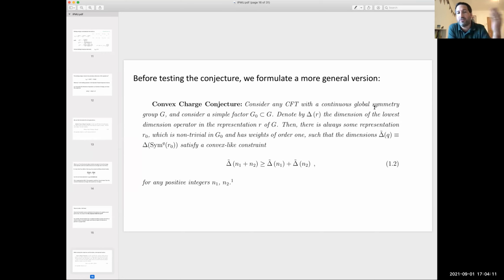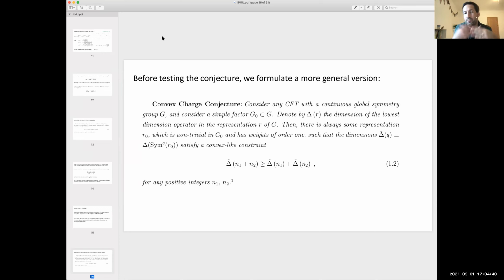So that's the analog statement to Q0 being order 1, and such that the dimension delta Q, defined as the dimension of the symmetric product of Q, symmetric product of R0. Perhaps it's a bit misleading. We shouldn't have called it Q. Perhaps we should call it N. So that's like the analog of taking N times Q0. Okay. Should satisfy convex-like constraints. So delta of N1 plus N2 should be bigger than N1, N2.